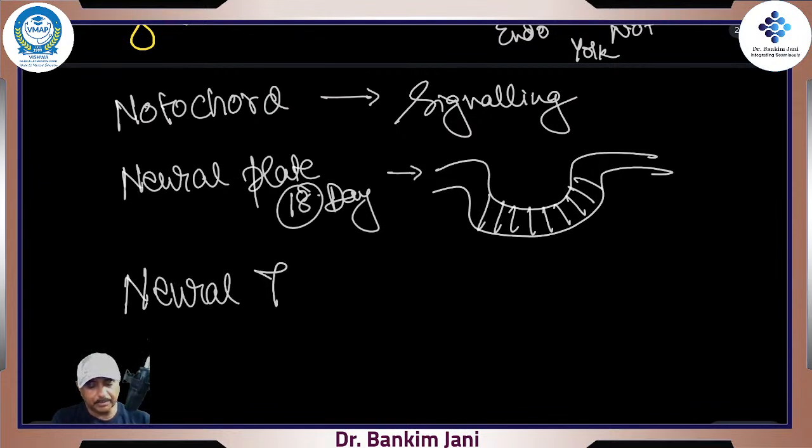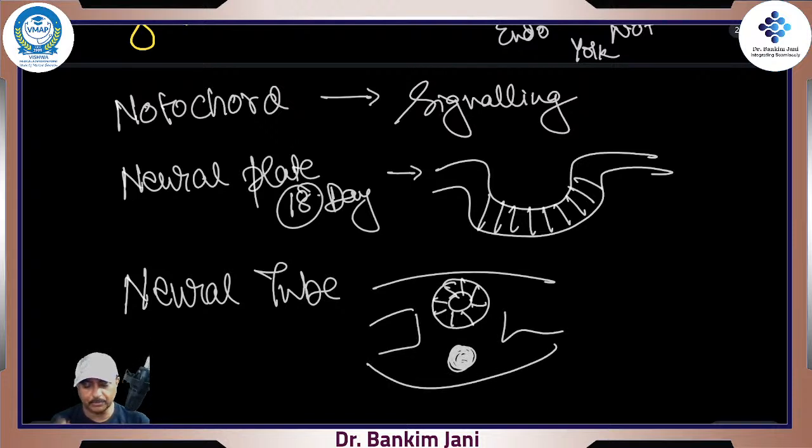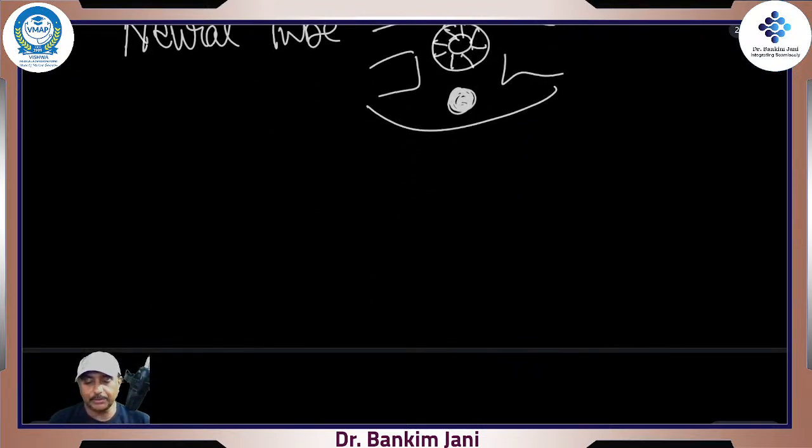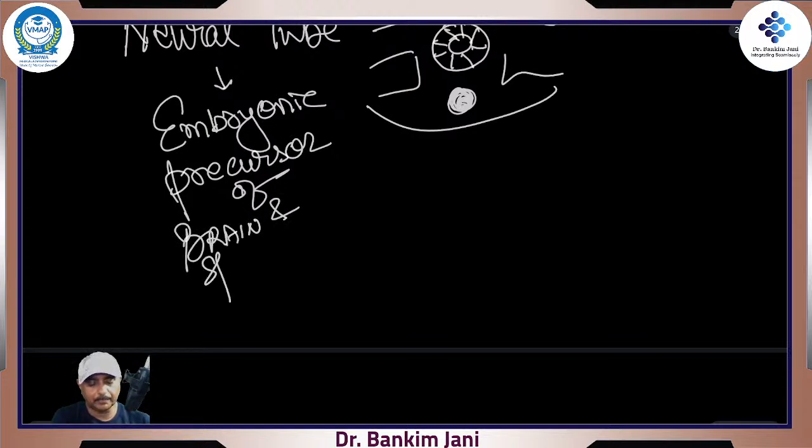the neural tube. So when it became like this tube, over here was the notochord, and there were all mesoderms and the endoderm. So this neural tube, technically speaking, is the embryonic precursor of brain and spinal cord, that is the CNS.